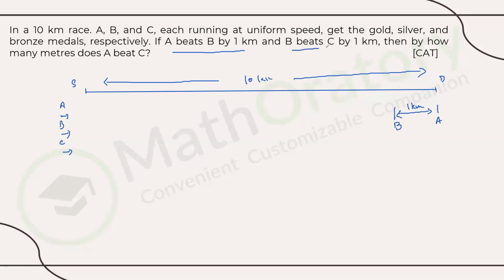Similarly, B beats C by 1 kilometer. Don't make a mistake: B beating C by 1 kilometer implies that when B finishes the race, C is 1 kilometer behind. The question is looking for how much A beats C by, so A reaching the finishing line where C is.